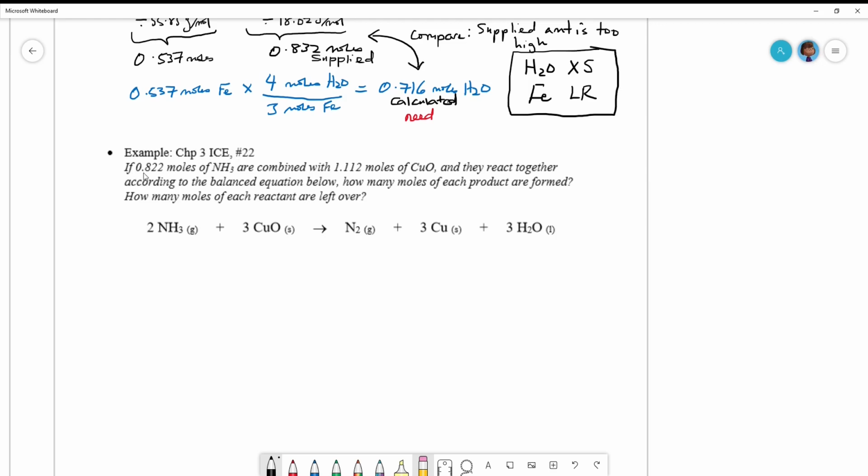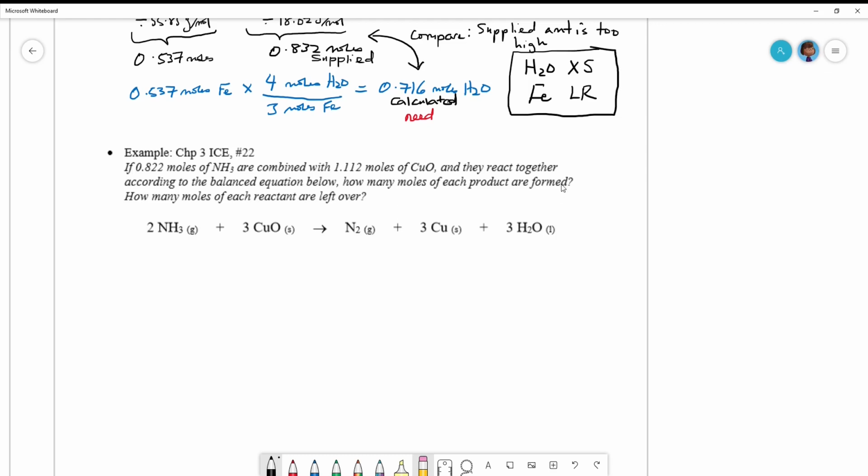It reads, if 0.822 moles of ammonia are combined together with 1.112 moles of copper oxide, and they react together according to the balanced equation below, how many moles of each product are formed and how many moles of each reactant are left over?